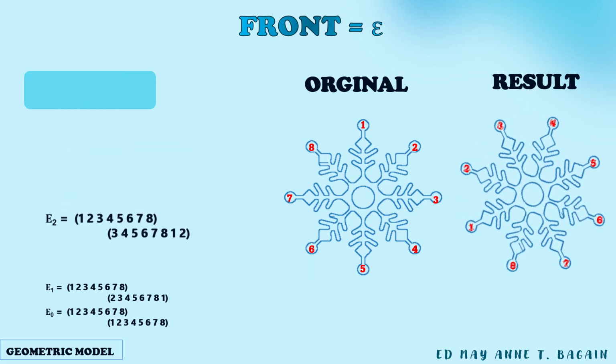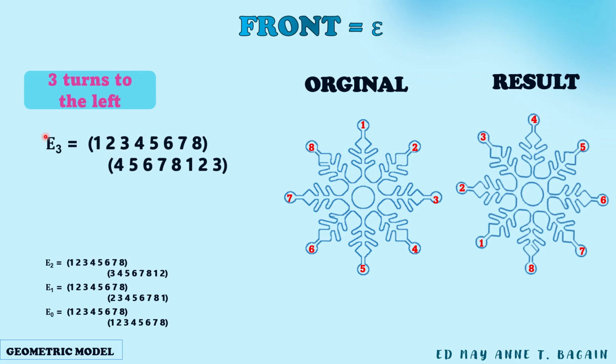Now we will be checking what is the movement for epsilon sub 3. We have here the original and the result. So for us to see what will be the result, we will be doing 3 turns to the left. As we can see, this one, so 1, 2, 3, and 4. So this one is 4. As we can see, 1 is 4, 2 is 5, 3 is 6, 4 is 7, 5 is 8, 6 is 1, 7 is 2, and 8 is 3. So that's correct.